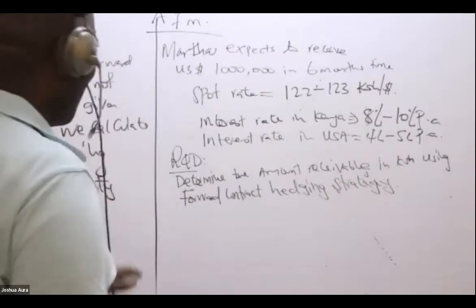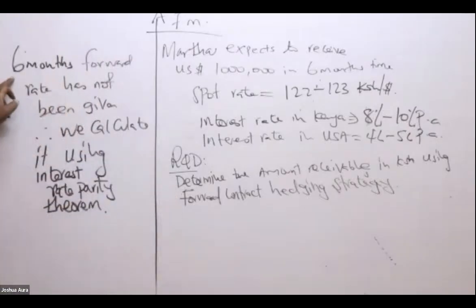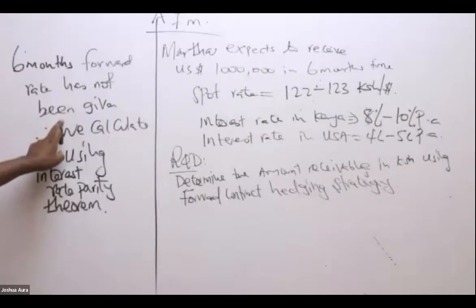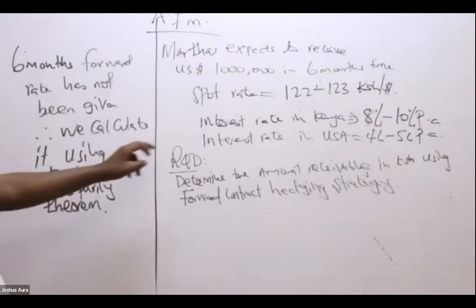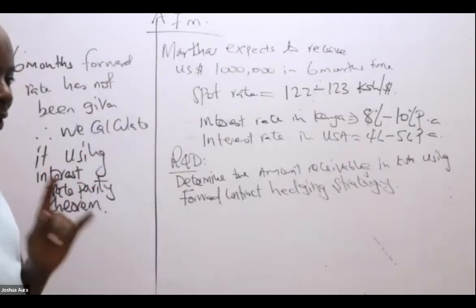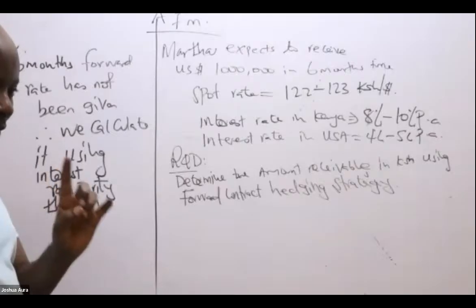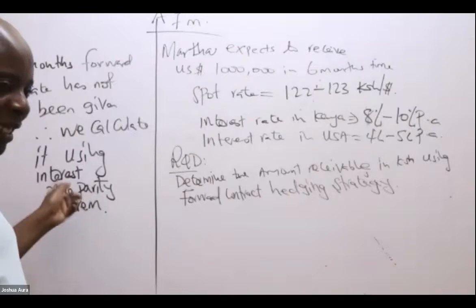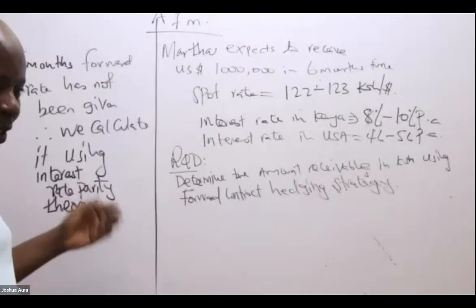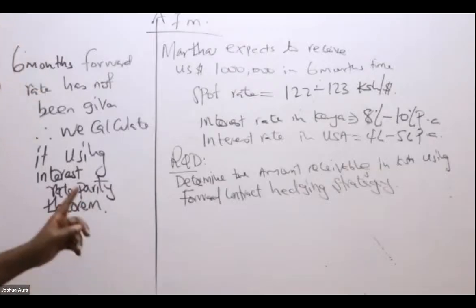What I said here is that the 6 months forward rate has not been given. And we shall therefore calculate it using the interest rate parity theorem, because the examiner has given us what here? Interest rates of the two countries. Is there somebody who was thinking along these lines? Yes, thank you very much.